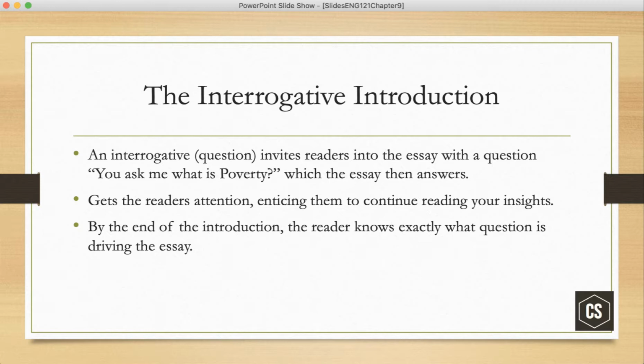You ask, what is poverty, is the way Parker starts hers, and then the rest of the essay answers that question. It gets the reader's attention, enticing them to continue reading your insights. Hopefully you have some. And then by the end of the introduction, the reader knows exactly what question is driving the essay. And that's ultimately what you want. Your thesis is designed to say, hey reader, over here, this is what we're going to be talking about today.